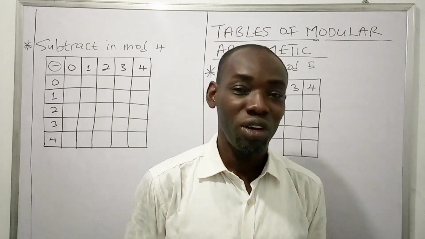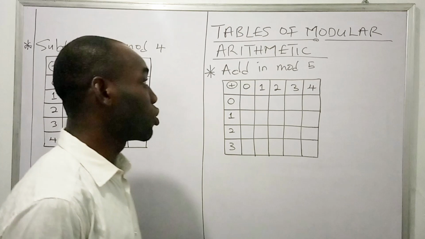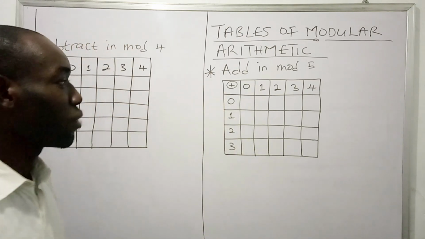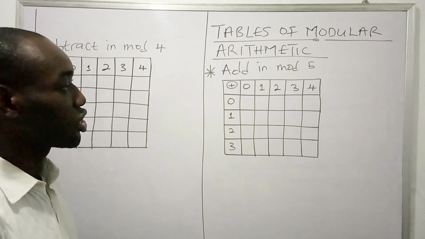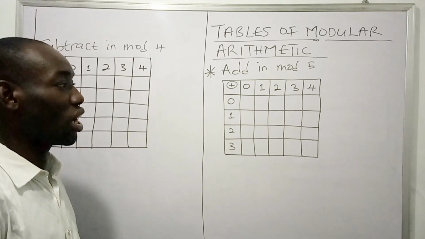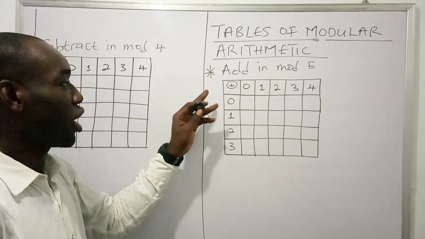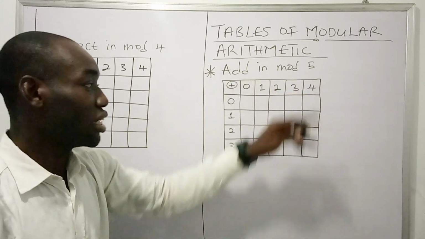So for today, let's see what we have on the board. Today we're looking at tables of modular arithmetic, how to carry out multiplication, division, subtraction, and also addition in modular arithmetic. The first question we have here, we're asked to do the addition of this in mode 5.